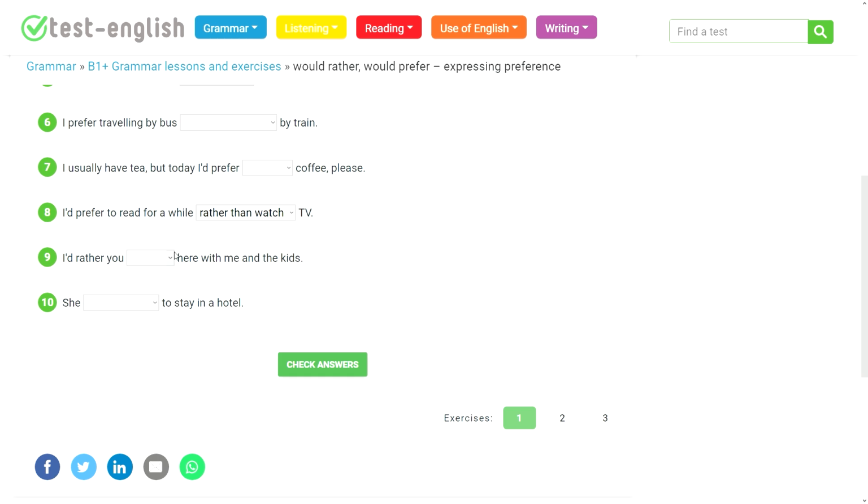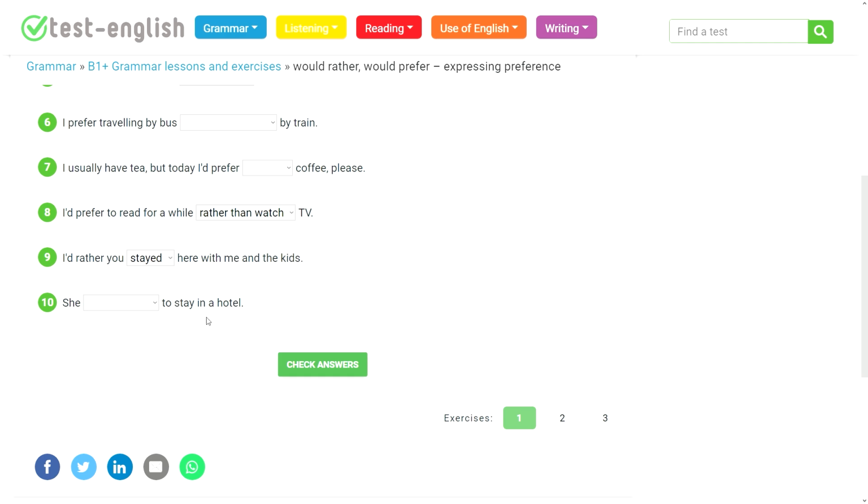Number 9, I'll skip number 9 because I didn't teach you this, because this is would rather in a future form. Like when you're referring to future, you have to use a different structure. It should be state, but I didn't teach you this because this is a little bit advanced. Maybe in the next videos I'm gonna teach you guys this, but not now, so I'll skip number 9.